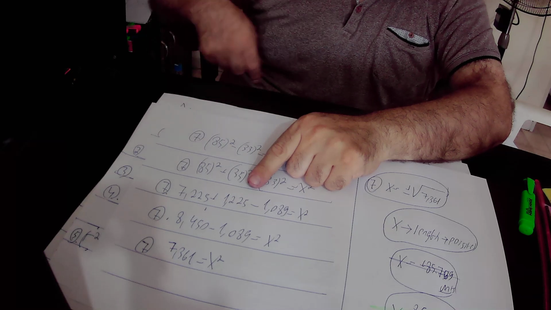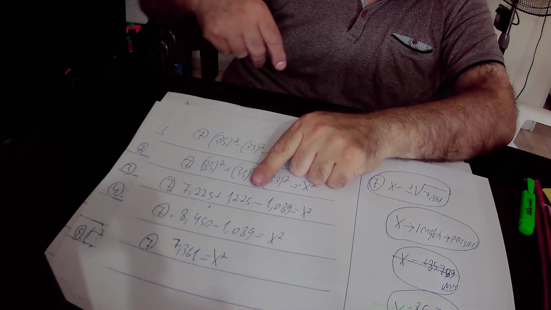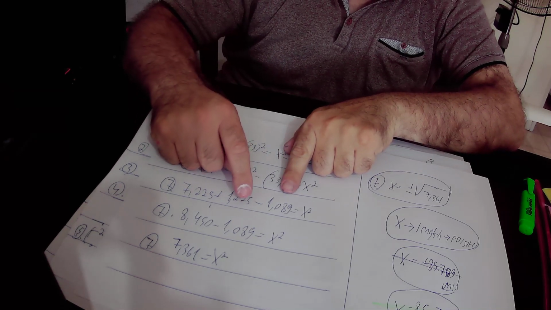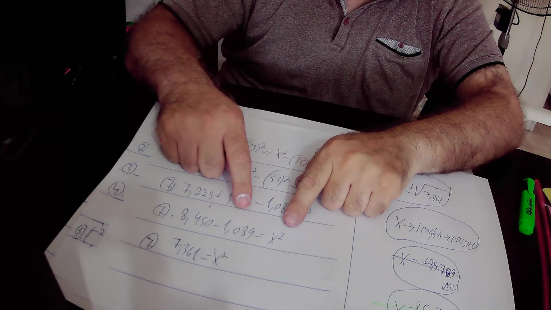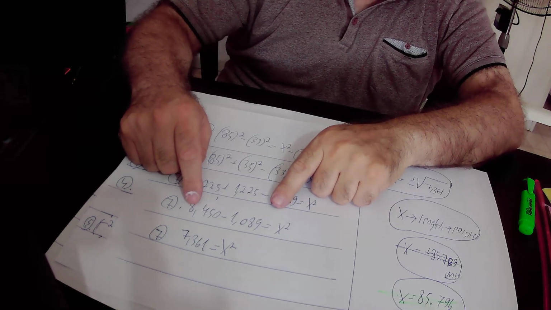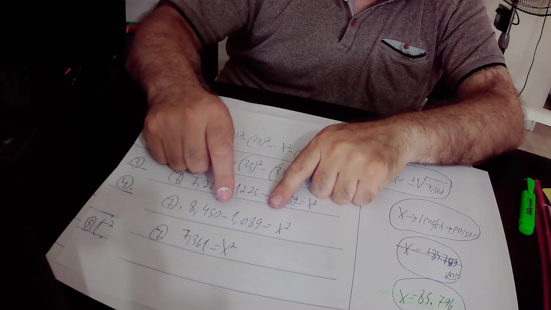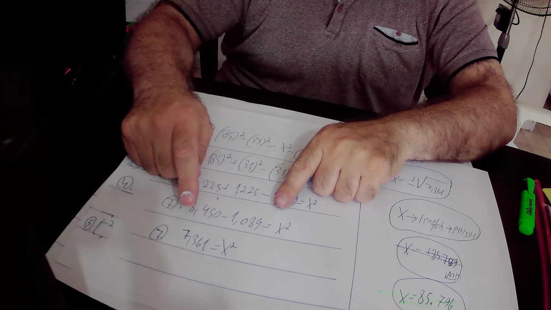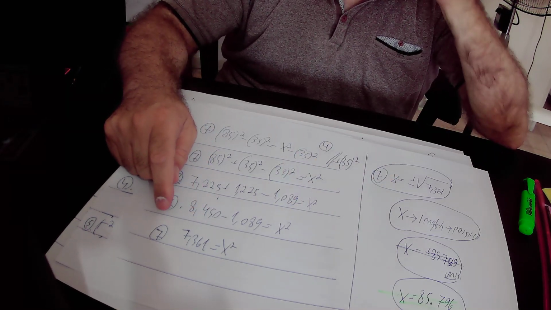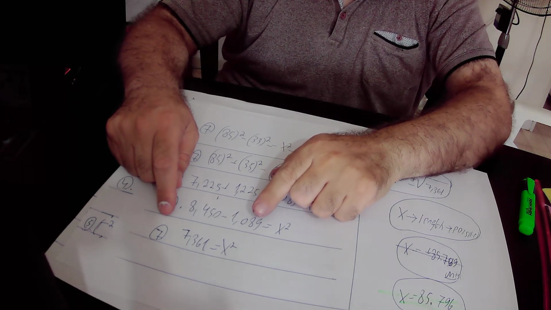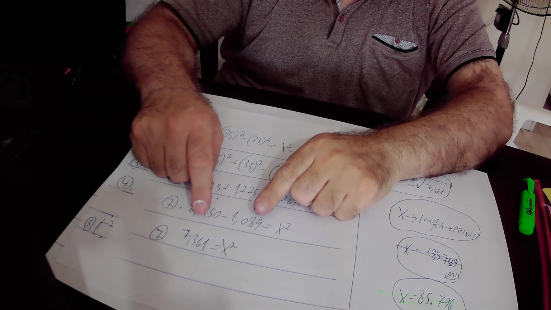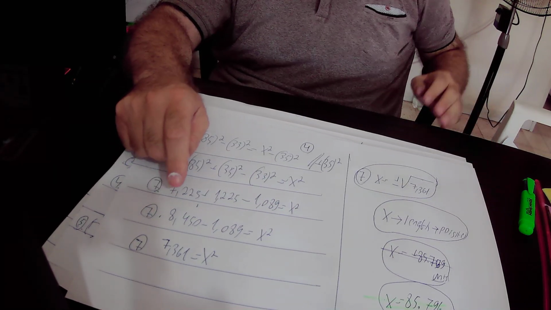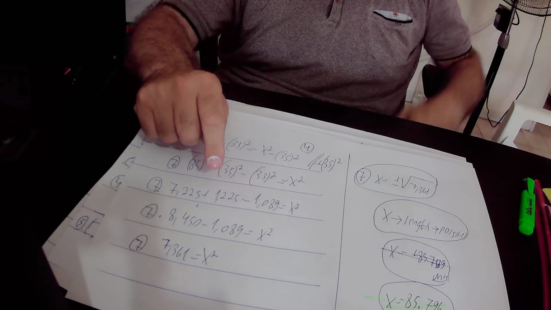7,225 plus 1,225 is 8,450 minus 1,089 is equal to x squared. And 8,450 minus 1,089 is 7,361, that is equal to x squared. So according to equation number 7, we found out that x squared equals 7,361. Then we took a root out of this equation, and found out that x equals plus or minus the square root of 7,361.